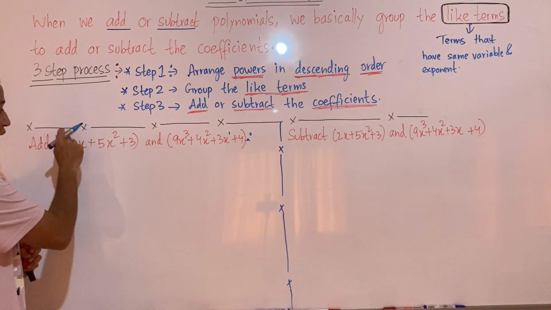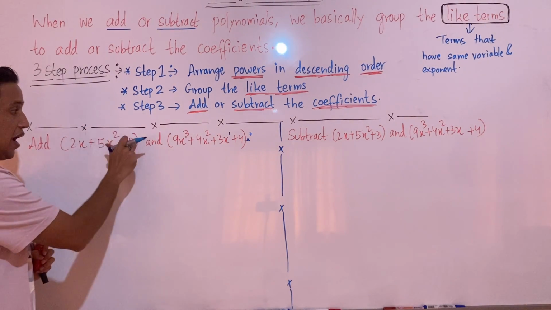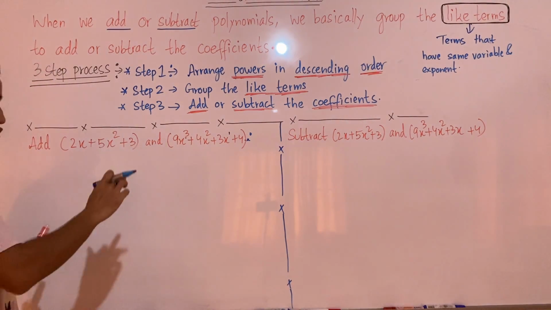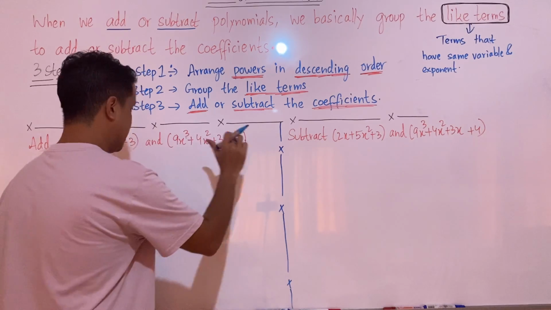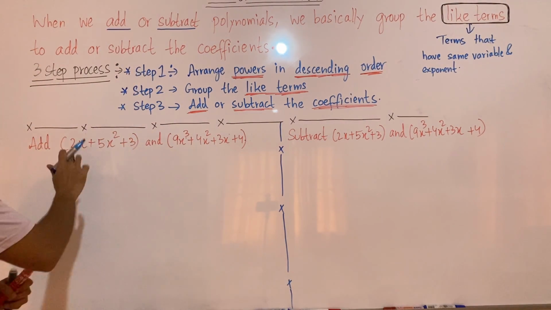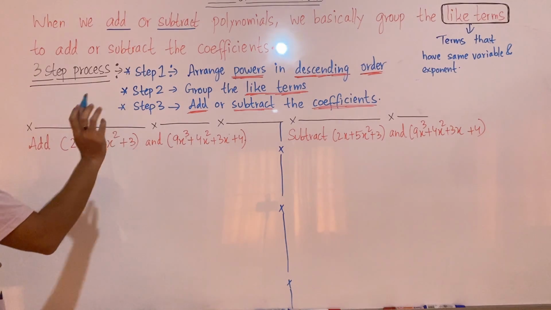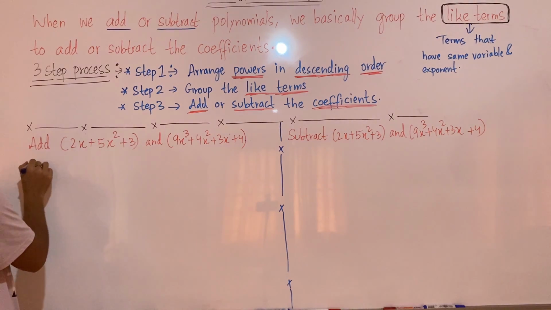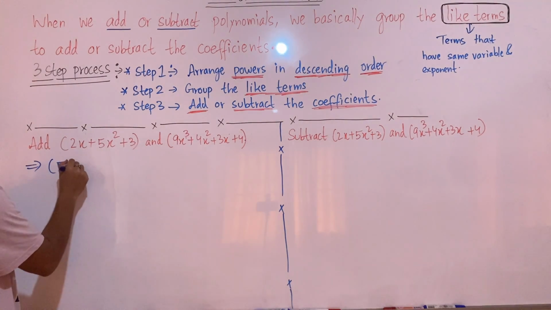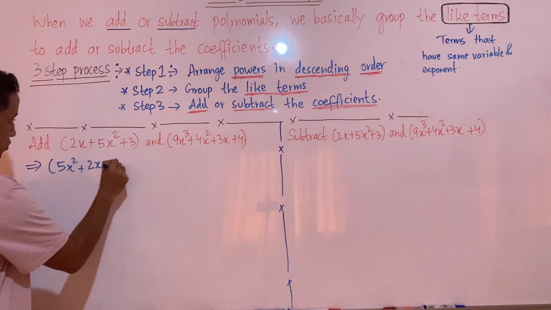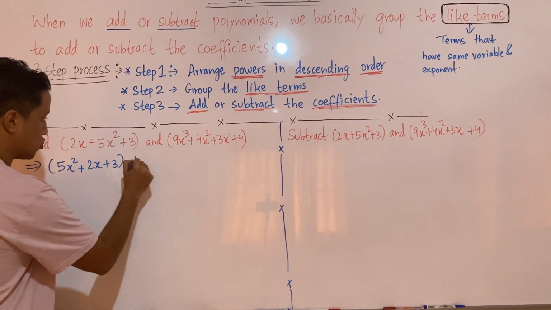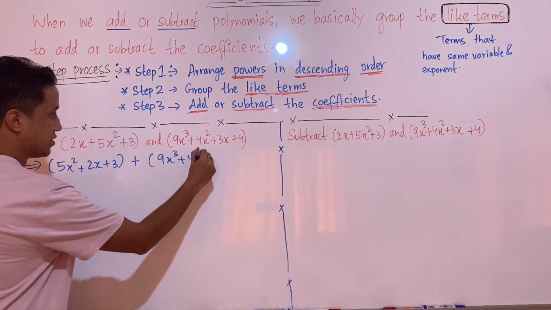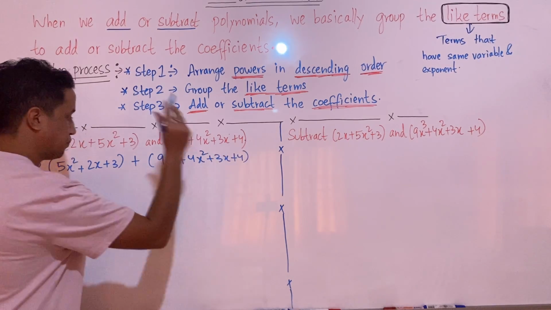But here I have power 1, here power 2, and then here power 0, means they don't follow the descending order. So what I will do, I will arrange this expression in a way so that the powers will follow the descending order. Okay, so can I say for this expression, okay, this expression would be 5x squared plus 2x plus 3, and I have to add, so I will put plus sign here, and I will write this expression as it is.